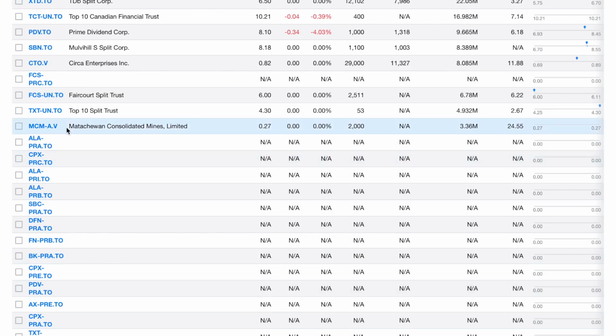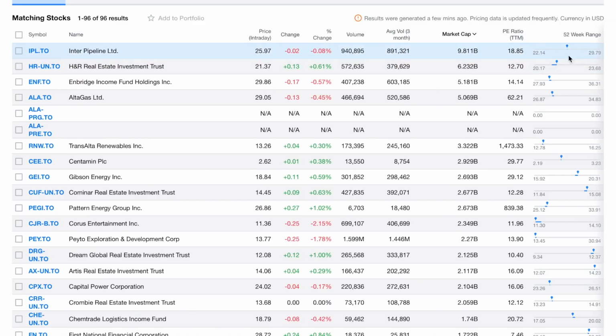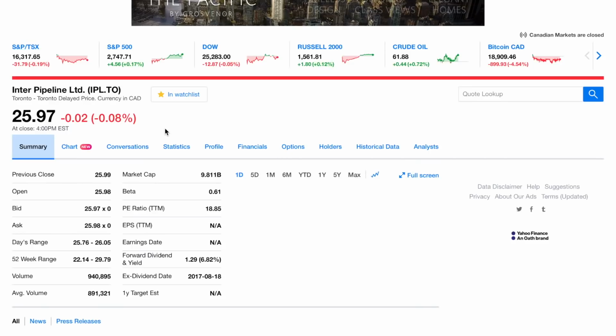Even looking at this list of 96, there's at least 10 at the bottom that aren't even available. Like the information's not available. So I'm obviously not going to spend time researching something that isn't big enough to even have the information available on Yahoo Finance. So let's look through Interpipeline. This is one that I have had on the books for a long time. It trades between $22 and $29, and right now it's trading at $25.97. You can see the last price. Let's click on it and just see what the details are.